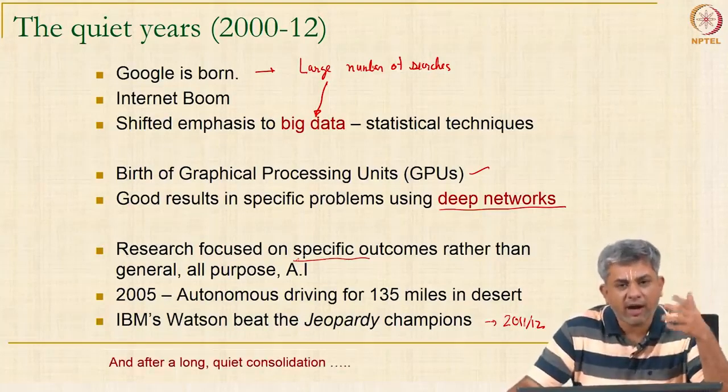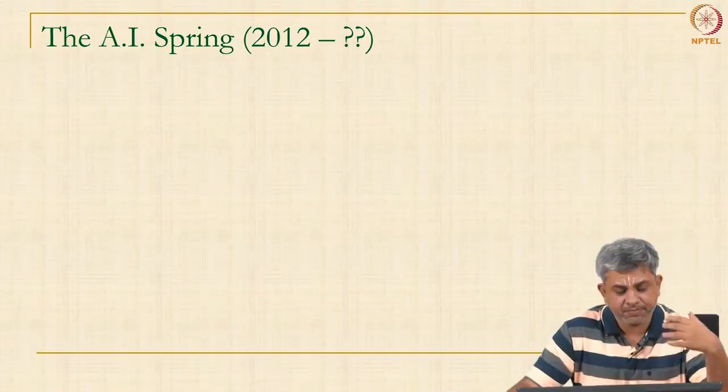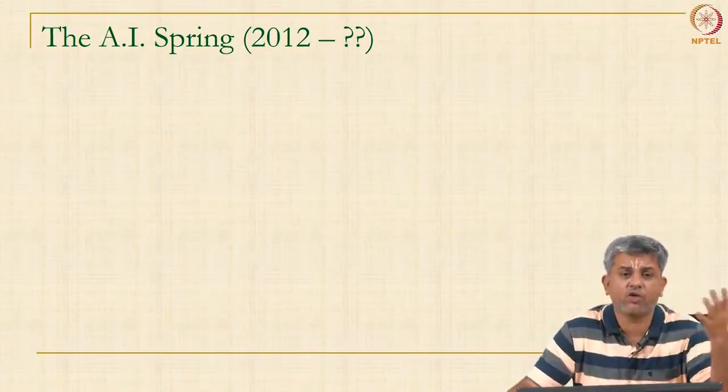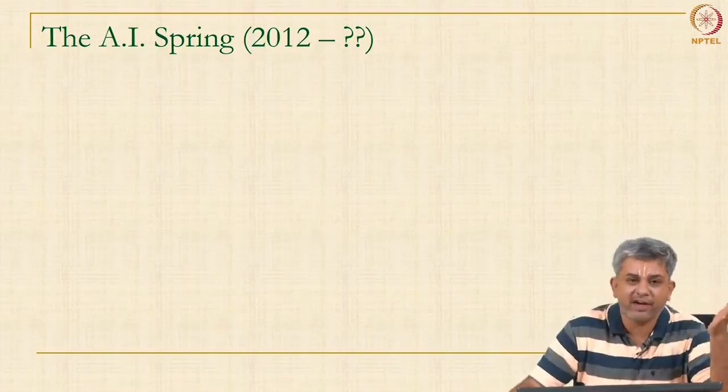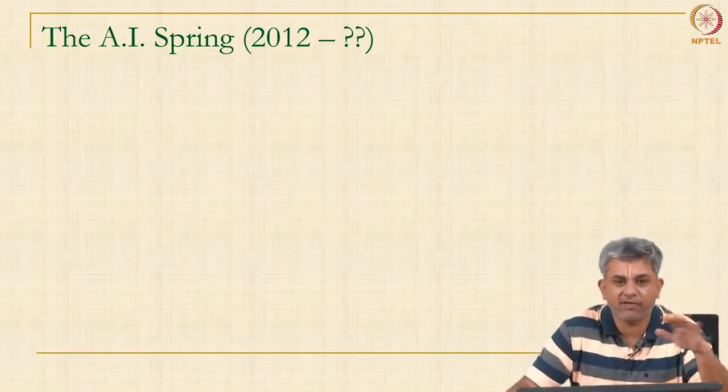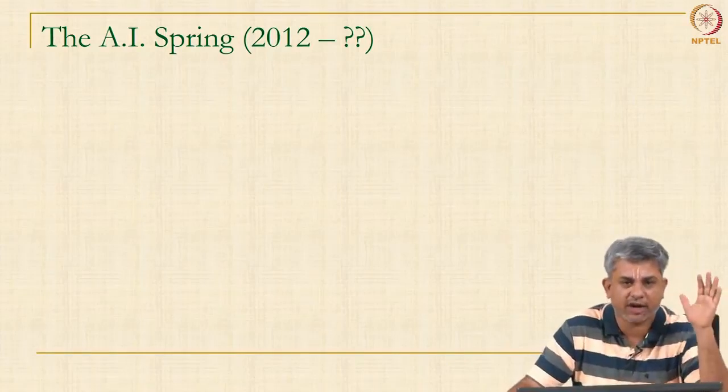And after this period of consolidation, we are now within what would be called the AI spring. We do not know whether it has ended. Some people are already saying it has ended, but anyway all of us know that we are on a growth cycle right now.